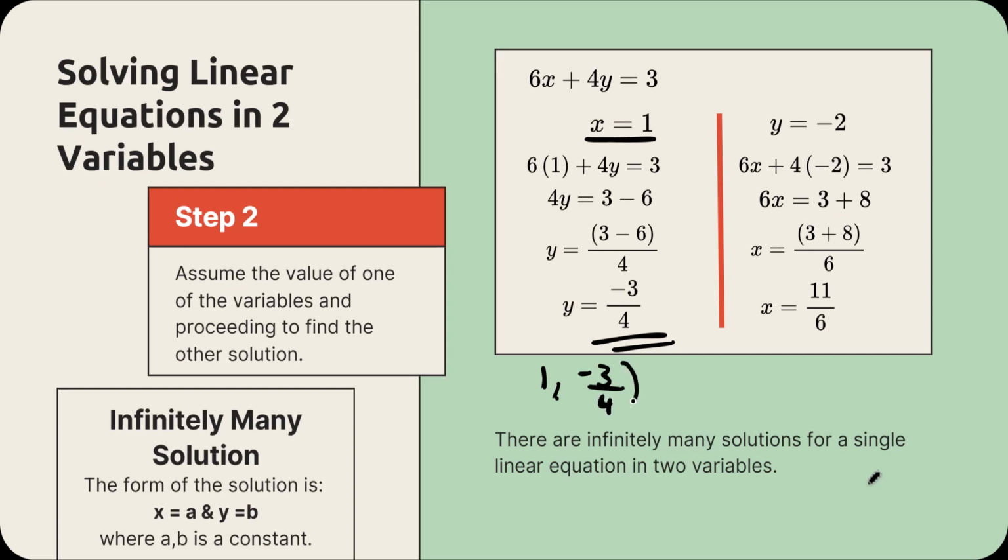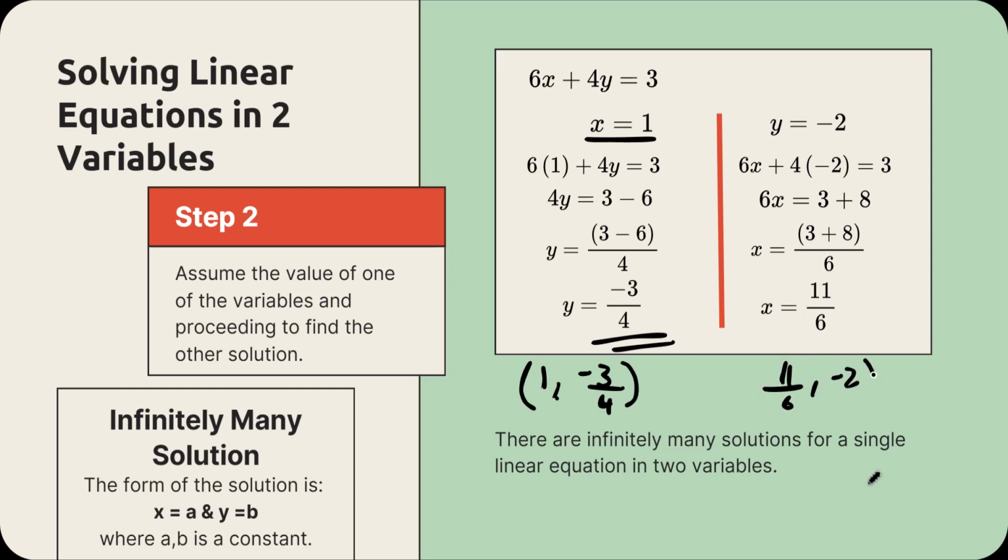Now if I put y is equal to minus 2, what happens? 6x plus 4y, 4 into minus 2 is equal to 3. 6x is equal to 3 plus 8. Why? Because minus 8 goes to the other side, becomes plus 8. So 8 plus 3 is 11. 11 by 6 will be the answer. So 11 by 6 comma minus 2 is the answer.